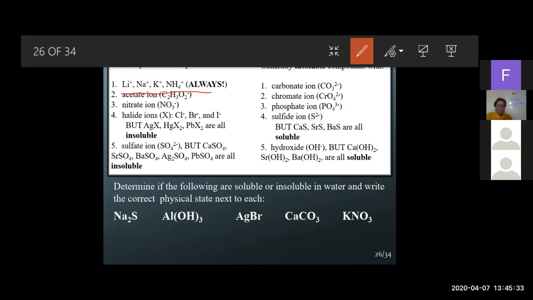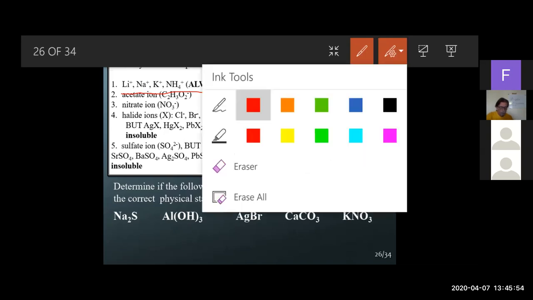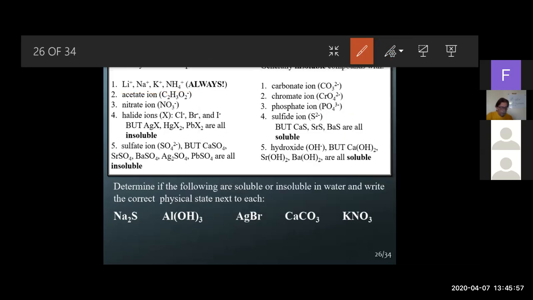And so if I have potassium chloride, potassium is there, soluble. If I have potassium oxide, soluble. Ammonium oxide, soluble. Okay? So let me erase that and go back.